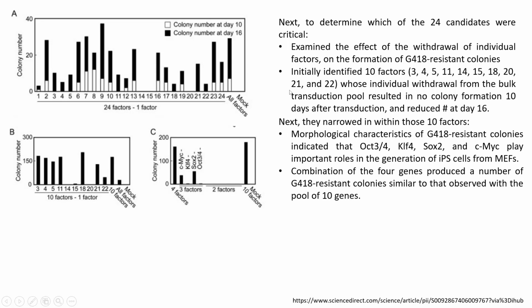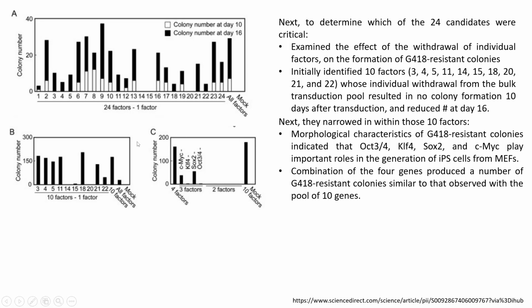So next, within these 10 factors, they narrowed in further. They looked at morphological characteristics of these resistant colonies, and eventually after a bunch of other experiments, they also did the 10 factors minus 1, minus 1, minus 1. You understand how it's going, right? And then all 10 factors as the control, all factors as another control, and mock. And then they again looked at colony formation.